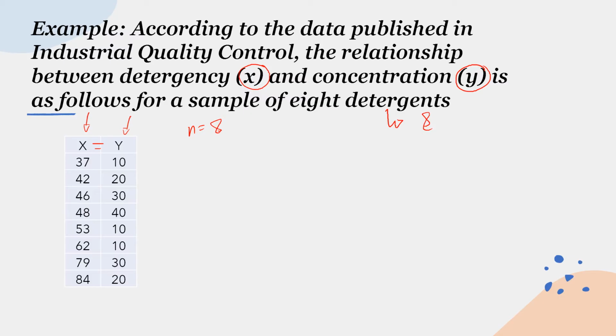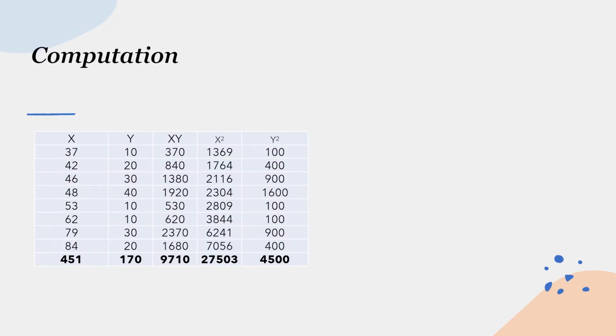Anyways, to compute for this, the best way to apply the formula is to create a table like this. So you have x, y. These are just simply our variables. These are the given variables. You have x times y, you have x squared, and you have y squared.